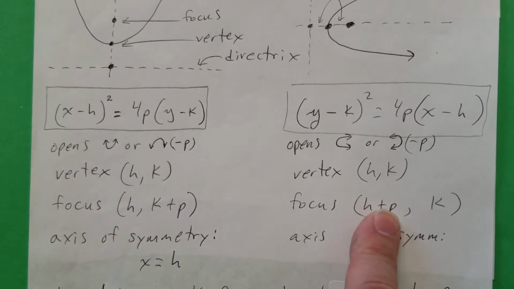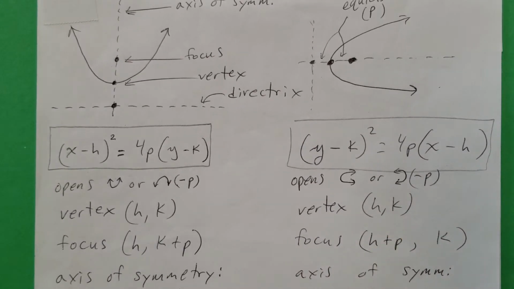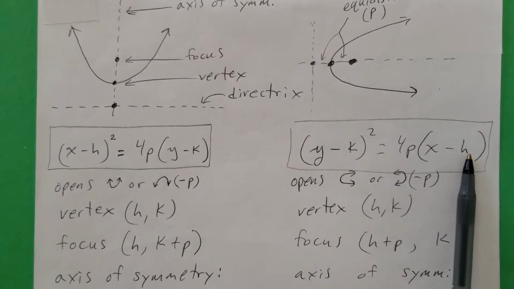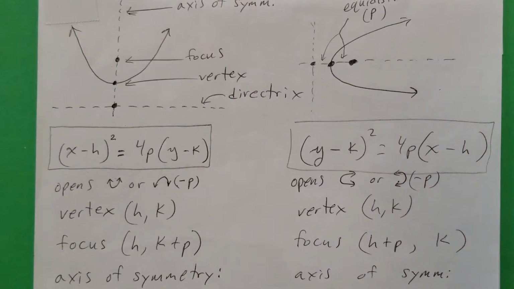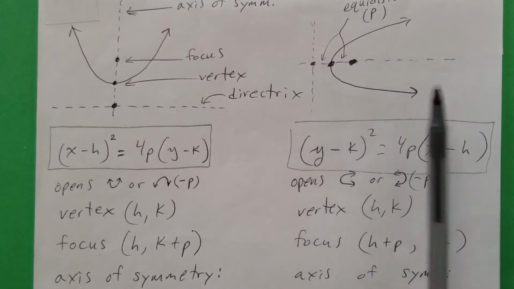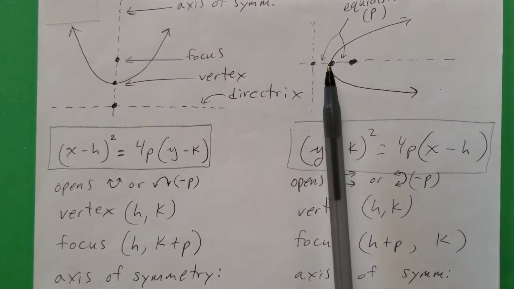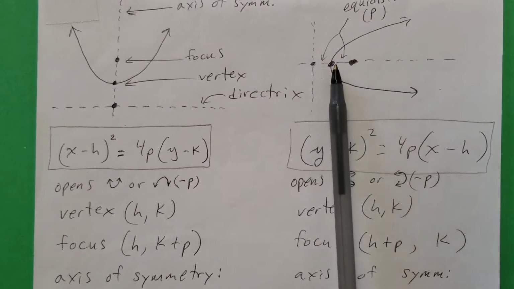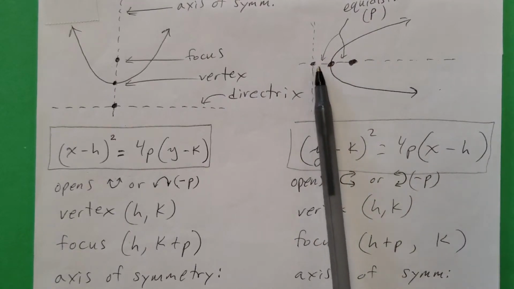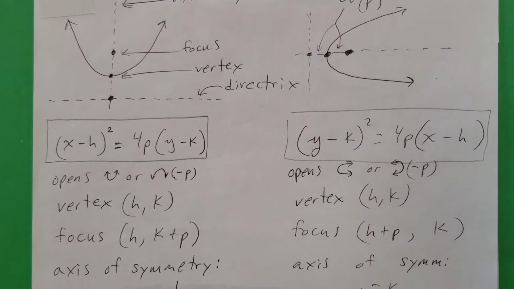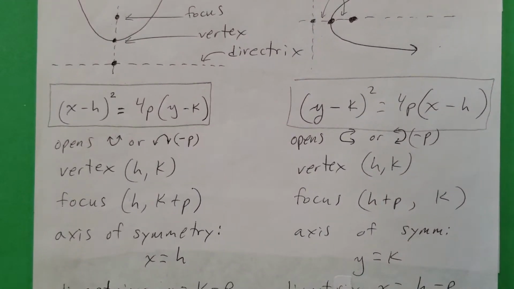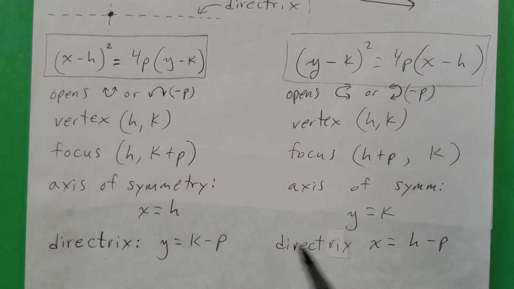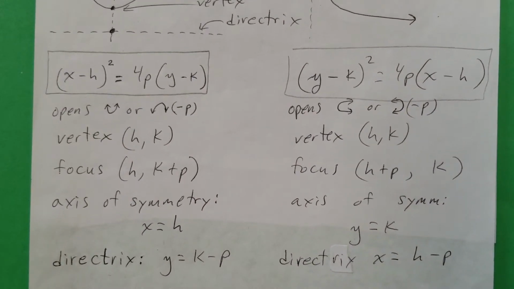The vertex is still (h, k), but notice they're flipped over. The h is always next to the x. We add p to the h because we're going sideways. So here's (h, k). You add p and you're there. You subtract p and you're there. The axis of symmetry is at y equals k. The directrix, like I said, you subtract p. Again, I went really fast through this, but it's easier if you see it in an example.